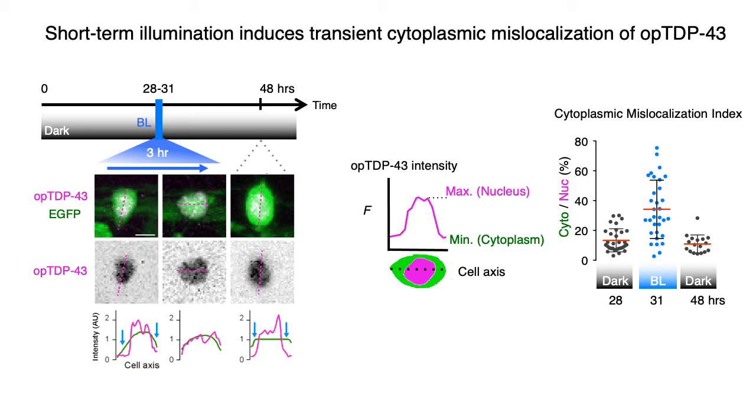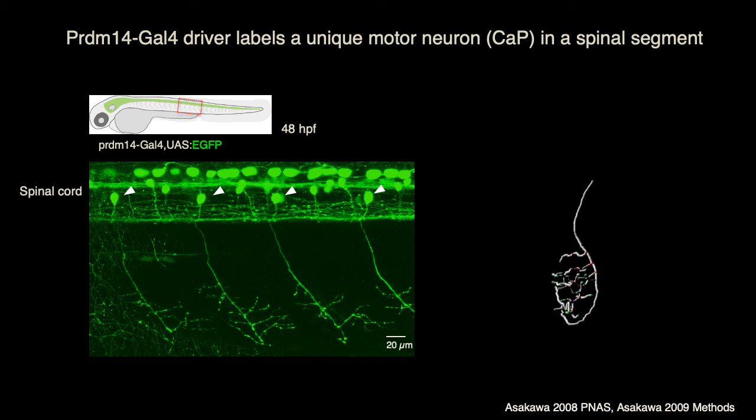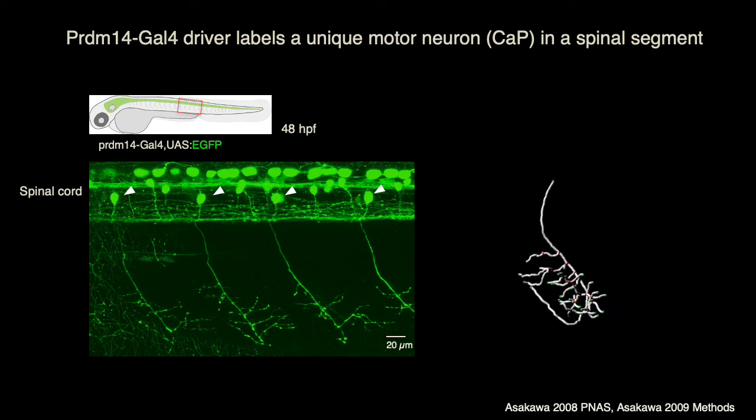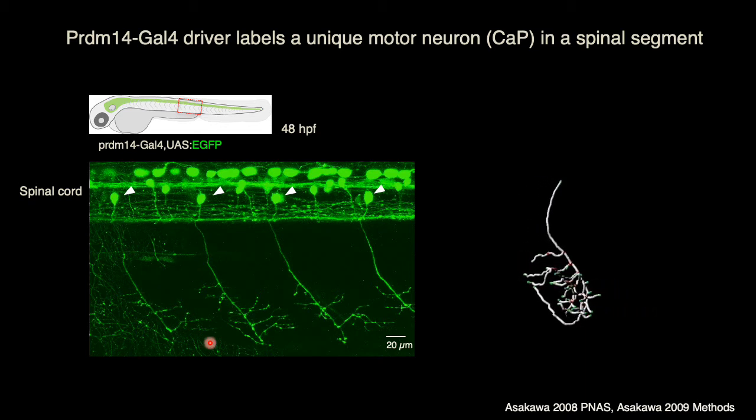So next, we tested whether this transient mislocalization is toxic or not. For that purpose, we employed a GAL4 driver for a specific motor neuron type. Zebrafish has about 60 spinal motor neurons in a spinal hemisegment. And this PRDM14 GAL4 driver labels a unique motor neuron, which is the CaP motor neuron. So you can clearly visualize the axon arborization and measure its total length.